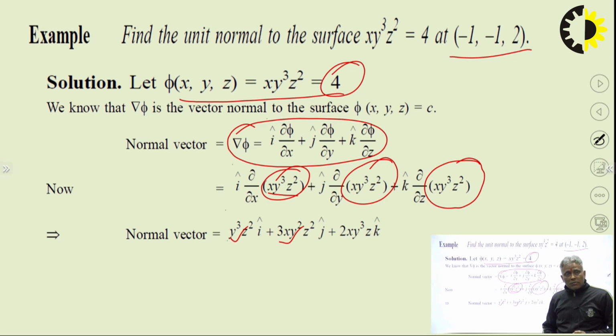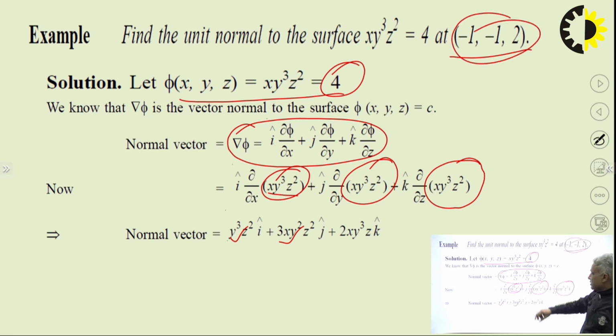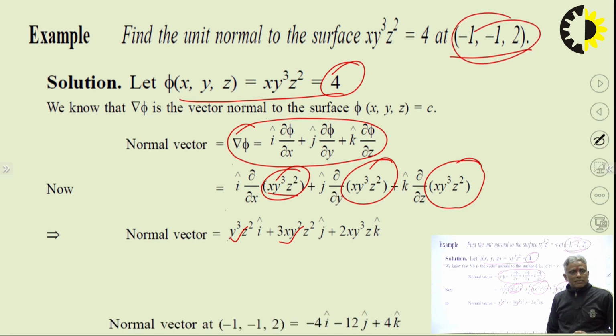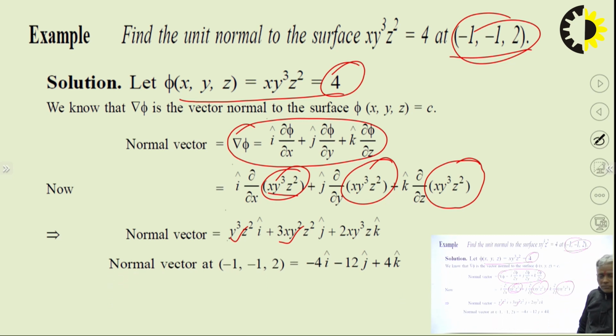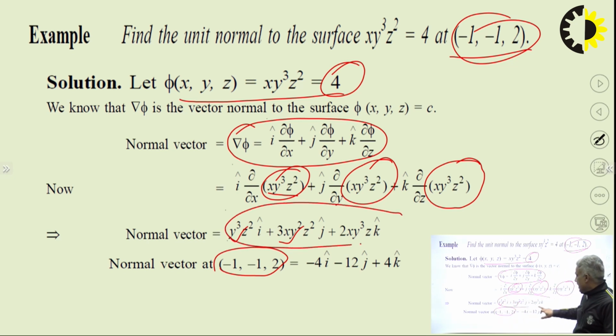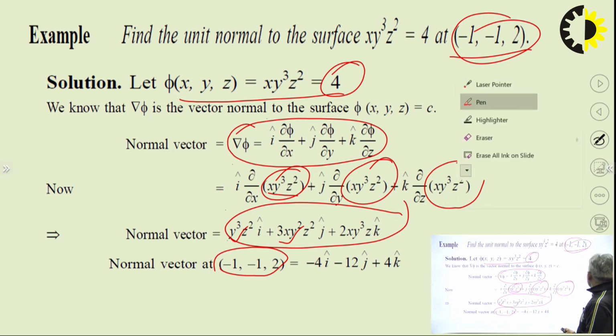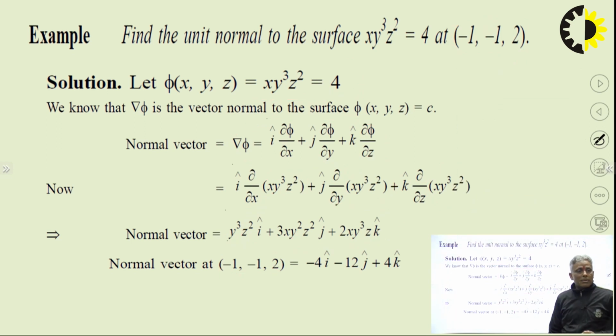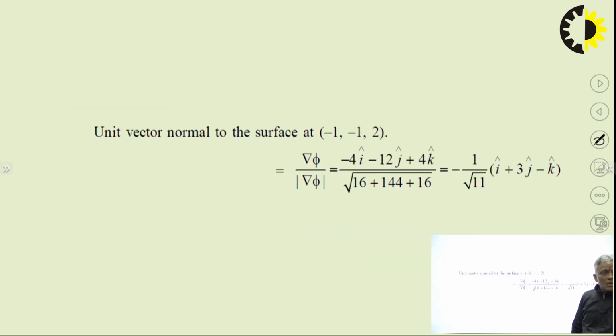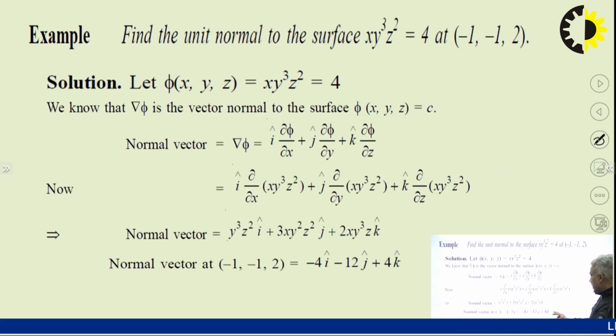Now we want to calculate the normal at this point. Putting x = -1, y = -1 and z = 2 in this form, we get -4i - 12j + 4k. In this way we find the normal vector, which is known as del phi. Now the question is how to calculate the unit vector. In the previous lecture, suppose I write this as vector n.